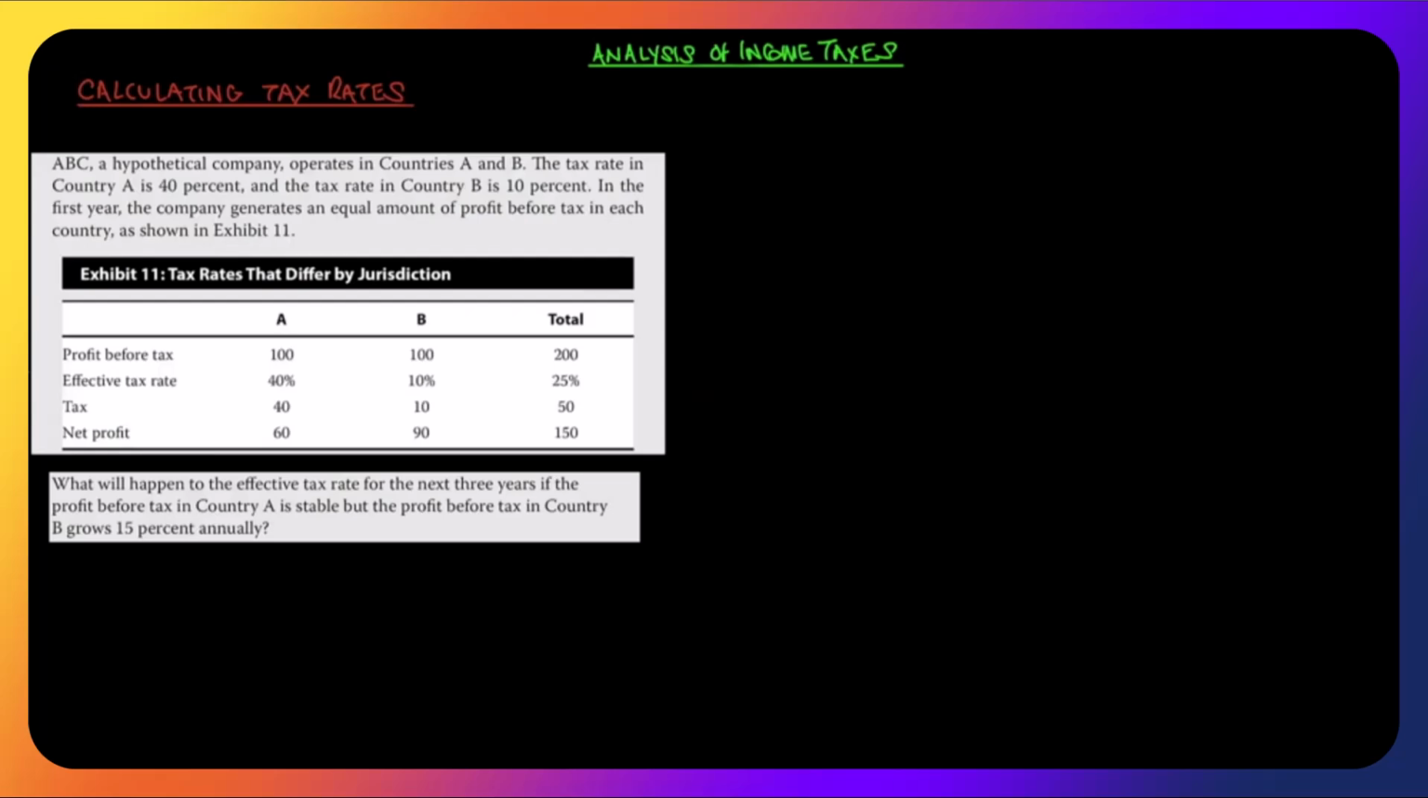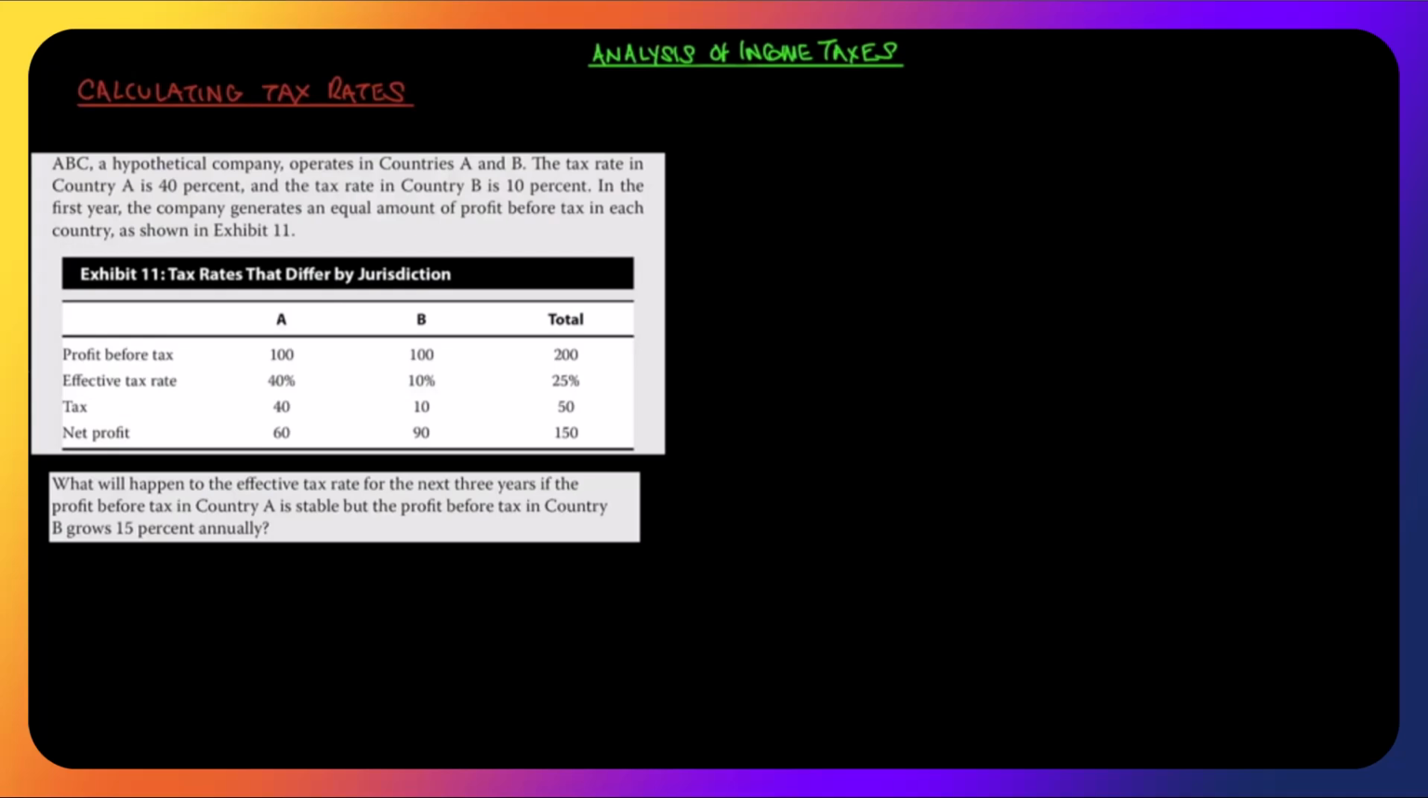ABC, a hypothetical company, operates in countries A and B. The tax rate in country A is 40%, and the tax rate in country B is 10%. First year, the company generates an equal amount of profit before tax in each country, as shown in Exhibit 11. 100 from country A, 100 from B, 40% and 10%, 40 and 10, 60, 90. Equally weighted, you could see there, so it's pretty easy to work out that the effective tax rate is just an average of the 40 and the 10.